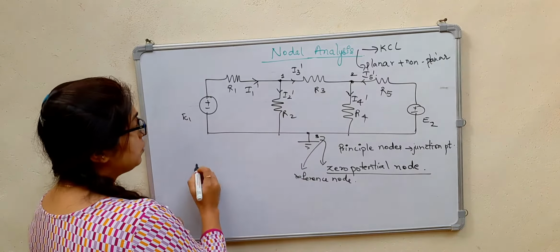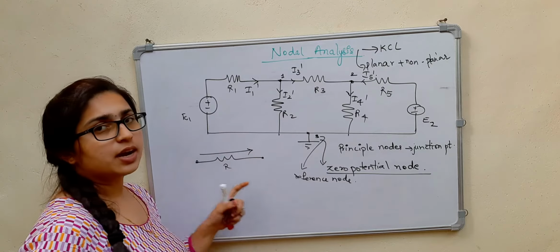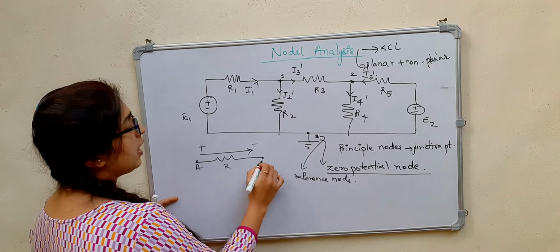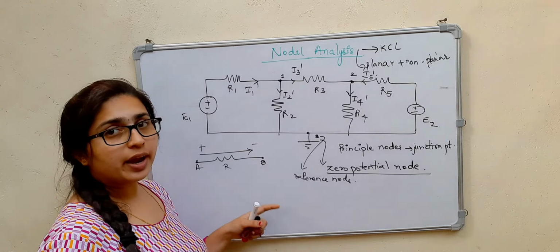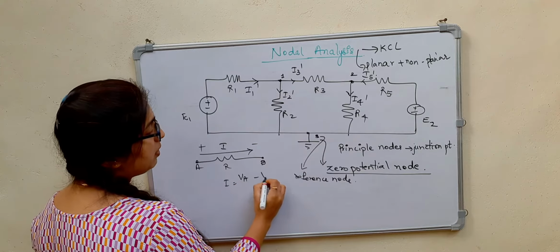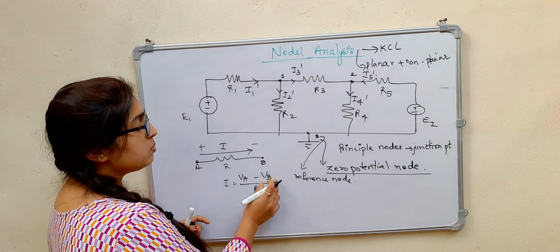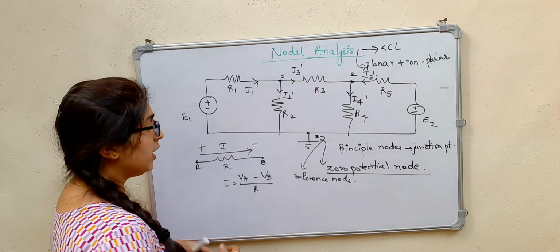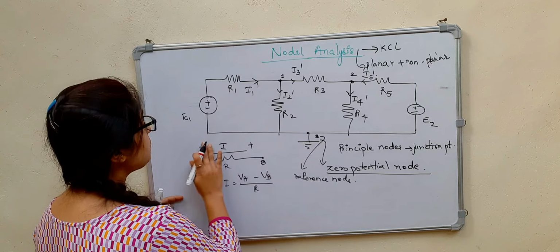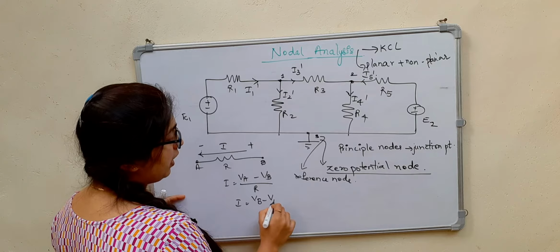Before that, see here, if you have a resistor R and the current is flowing in this direction, that means current flows from higher potential to lower potential. If this is A and this is B, and the voltages are VA and VB, we can consider this current I as VA minus VB divided by R: higher potential minus lower potential divided by R. This is Ohm's law, right? V is equal to IR, I is equal to V by R. And if the current is flowing in the other direction, then this becomes plus and this becomes minus. In that case, your current will be VB minus VA divided by R.